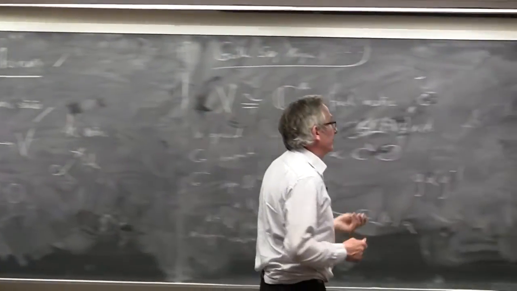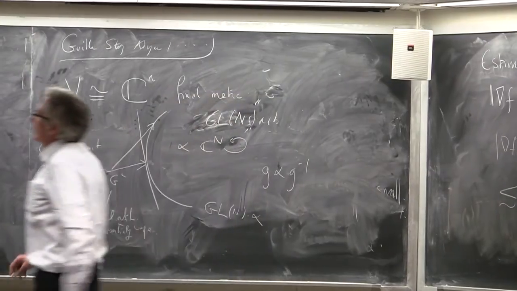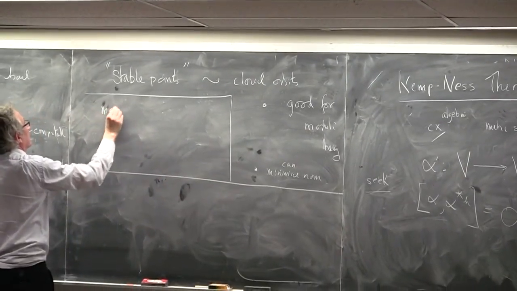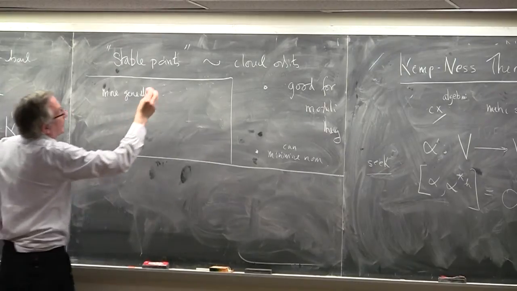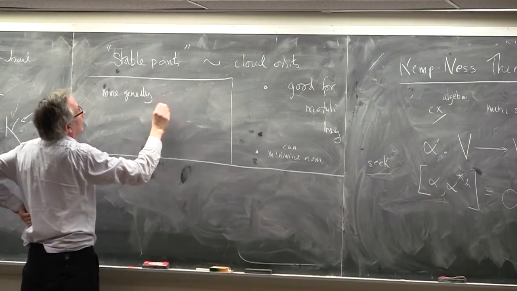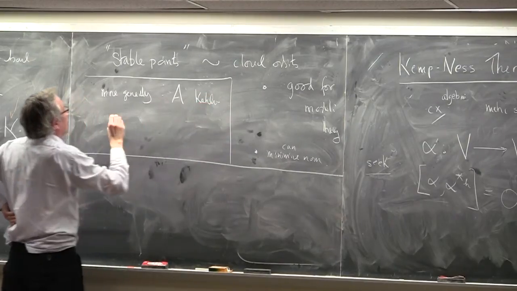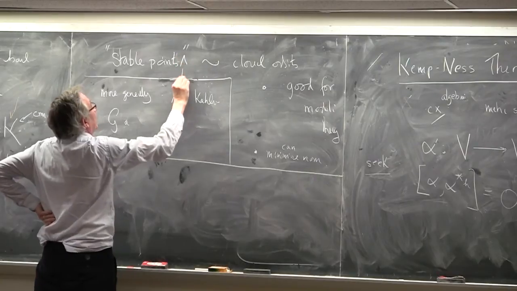So it's a slightly more general setting, in which we consider, more generally, some Kahler manifold A, with a line bundle L over it.